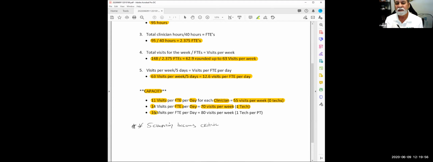All right, but no more than that. If you had 16 visits per FTE per day, you'd end up with 80 visits per week. And they say that would then have 1 tech per PT. How is that different from what I just mentioned with 14 on Amanda and 14 on me? Well, that's because they're talking about 1 PT. If 1 PT saw 16 visits, they're saying you would schedule a full-time tech for 8 hours with that PT.